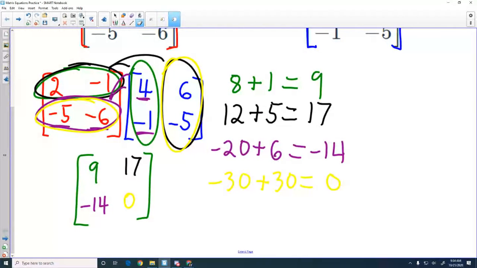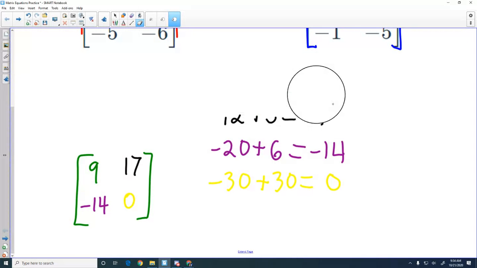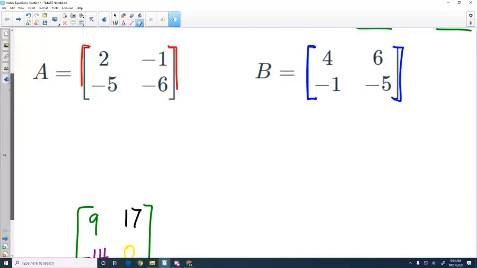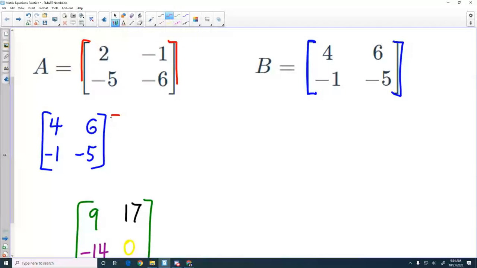And so let's now switch the order around. So I'm going to erase all these calculations. I'm going to leave our solution there so we can compare the two. But now we're going to take matrix B times matrix A. So I'm multiplying the B matrix first. 4, 6, -1, -5. In matrix A, 2, -1, -5, -6.